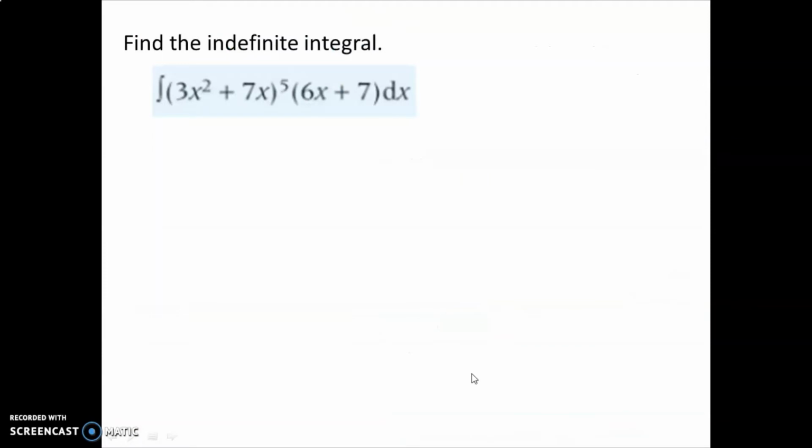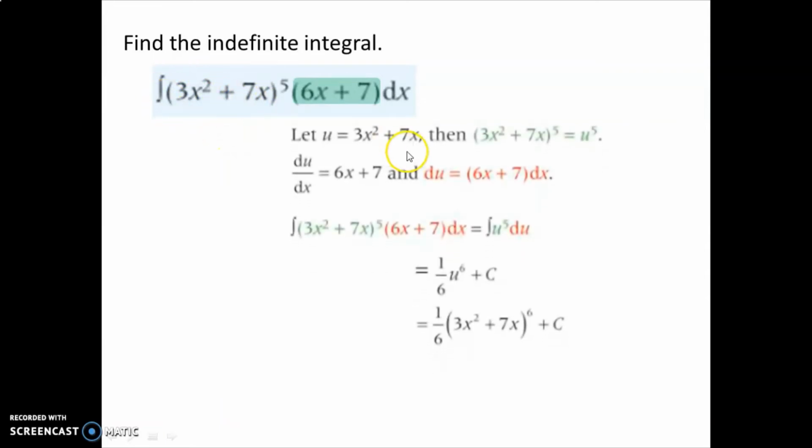All right, but let's try some more problems. So look at this one. Remember, with this method here, we're looking for something that is maybe the derivative of something else. So do you see that here? I definitely see it. That 6x plus 7 is definitely the derivative of all this here. So what will the integral of this be? Okay, you can check your work here.